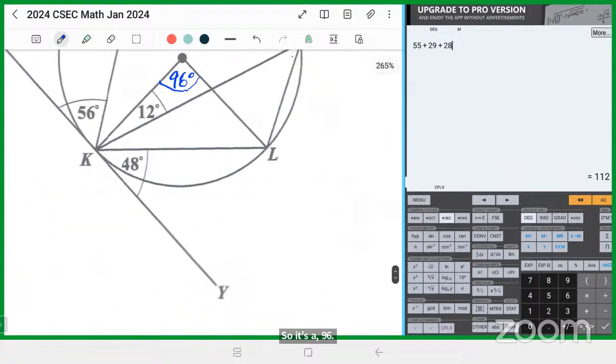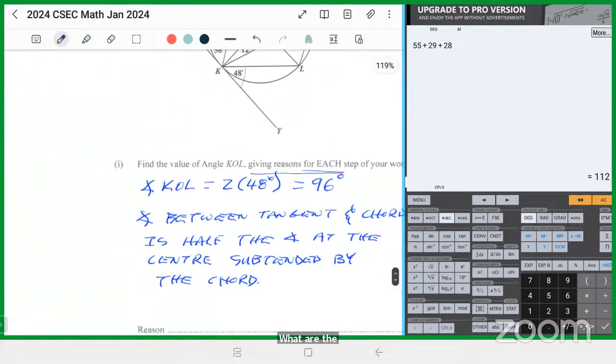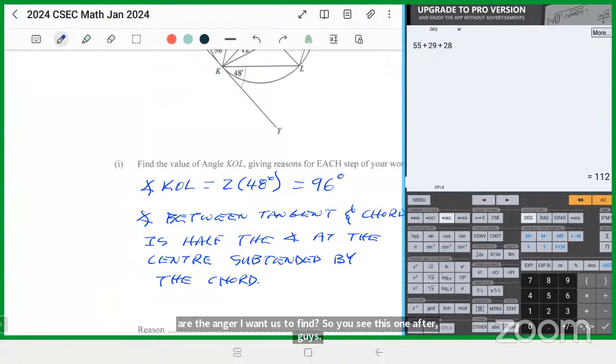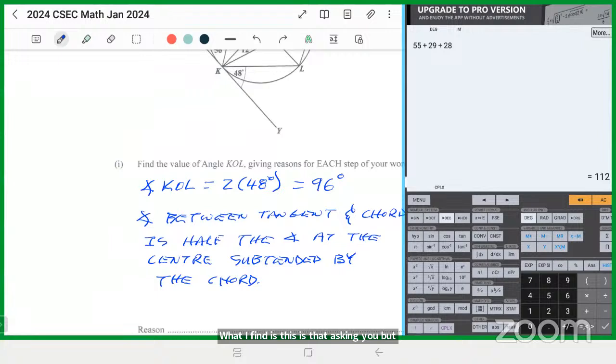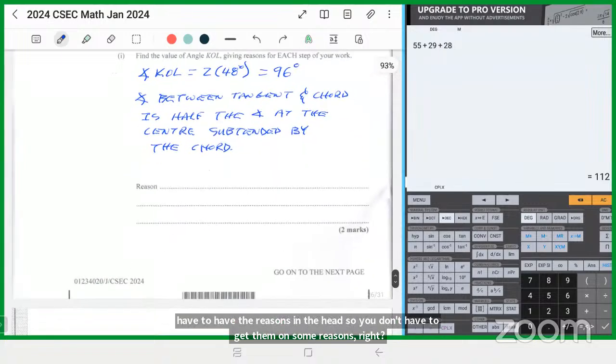All right, what other angle do I want us to find? See, this one asks for reasons, guys. What I find these days is that they ask for one angle with a reason, then they ask for 5 different angles and you don't need any reason, just calculate. That's what I found they've been doing recently. Instead of asking you 3 angles with reasons, they tend to give you just 1 or 2 angles with reasons, and then they give you 4 or 5 angles. Just calculate them. You don't need to write the reasons. But you have to have the reasons in your head, so you have to get them based on the reasons.